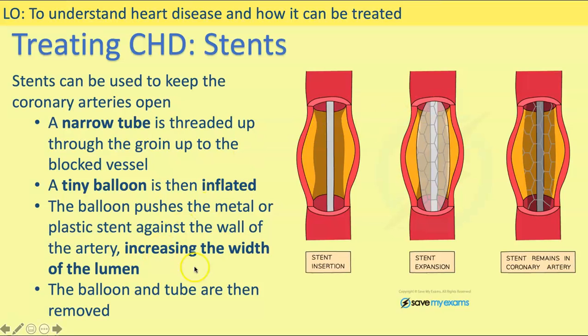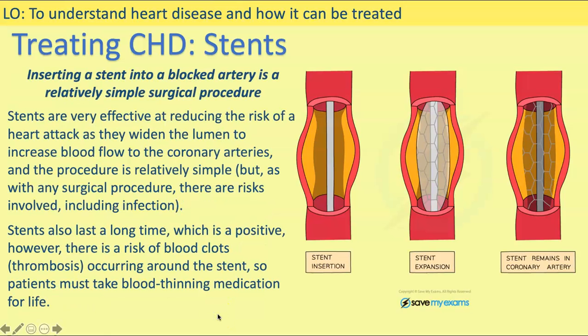It increases the width of the lumen. Once you have inflated the balloon and the stent is in place, the balloon and the tube are then removed, just leaving the stent in place. Inserting a stent into a blocked artery is a relatively simple surgical procedure. Stents are really effective at reducing the risk of a heart attack because they widen the lumen so the blood can flow easier through the coronary arteries.